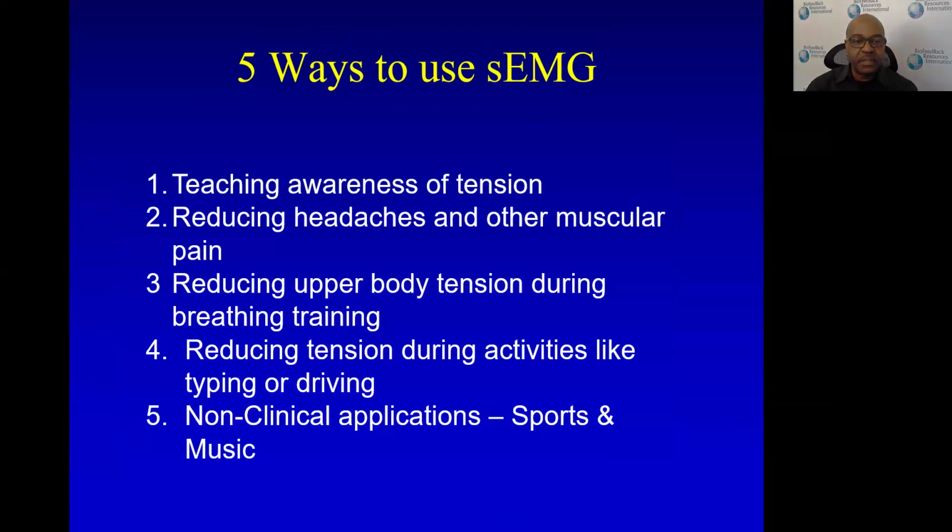These are the 5 ways that I wanted to talk about that you can use surface EMG today. Teaching awareness of tension, and helping a person reduce things like headaches and other muscular pain. Reducing upper body tension during breathing training is another one. A lot of people who do stress management work or teach breathing often have people tensing their upper body when they're inhaling, especially, and adding an EMG can help show a person that they're doing that, make them more aware of it so that they can learn how to reduce it.